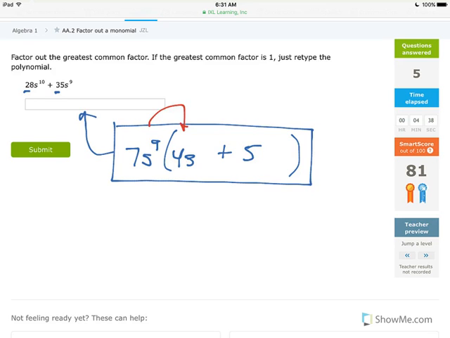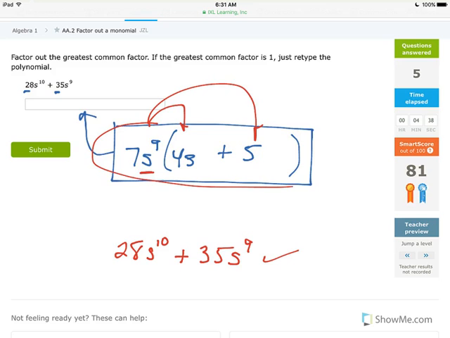So 7 times 4 is 28. S to the 9th times another s is s to the 10th. Plus 7 times 5 is the 35. And then you have the s to the 9th. So that checks out. So again, this is the answer.